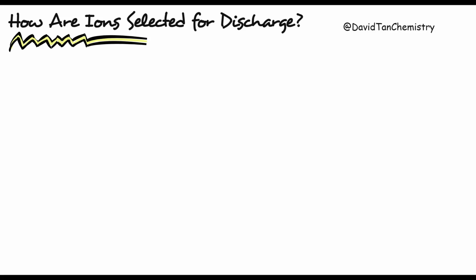When several particles move towards the same electrode, how do we decide which one reacts? The particle that reacts is said to be discharged. If one particle reacts more readily than another, it is preferentially discharged. For aqueous electrolysis at O level, we use different selection rules at the cathode and at the anode.